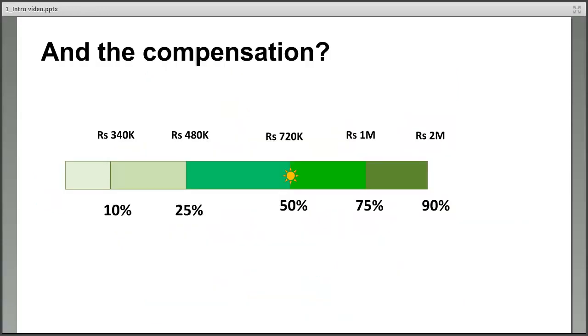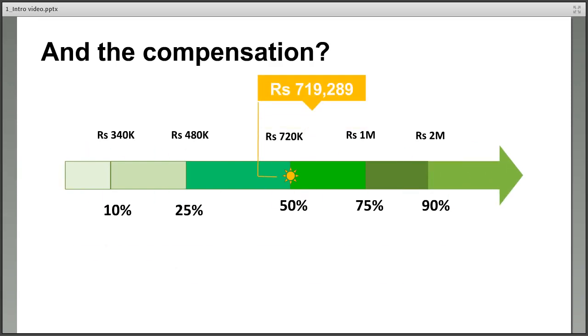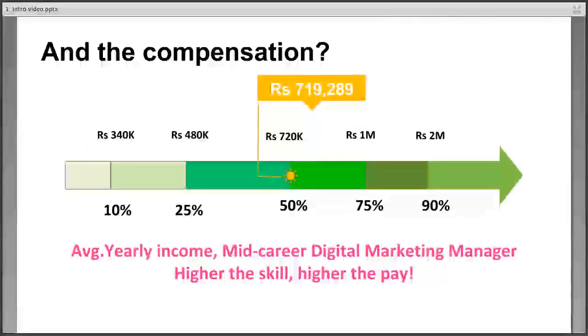Now, let us talk about the most important part, the compensation. So, as this particular chart shows, 90% of people have a very good compensation, especially in digital marketing. But let us talk about the average. The average yearly income of a mid career digital marketing manager in a tier 1 city like Bangalore is approximately 7 lakh, as you can see in this particular chart. Definitely, higher the skill that you have, higher would be the pay. Most important in digital marketing is not the measurement of skill. It is about what results you can produce.